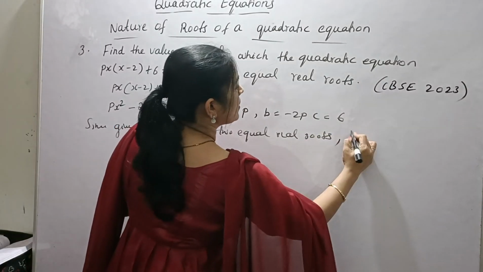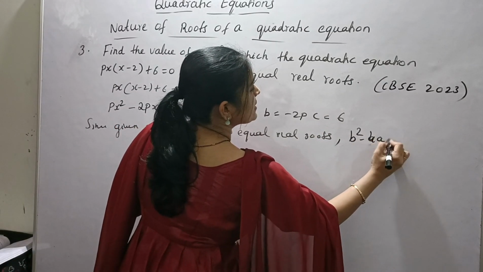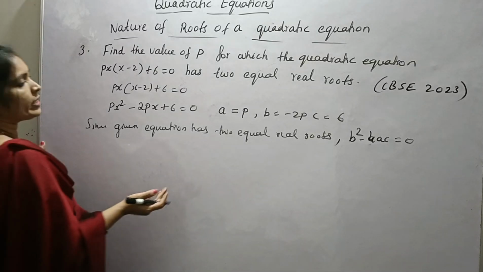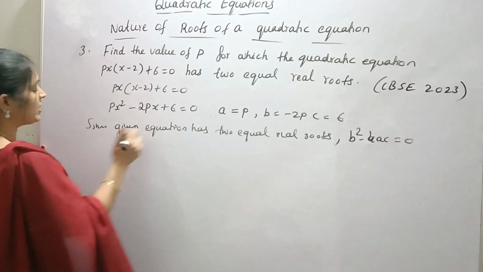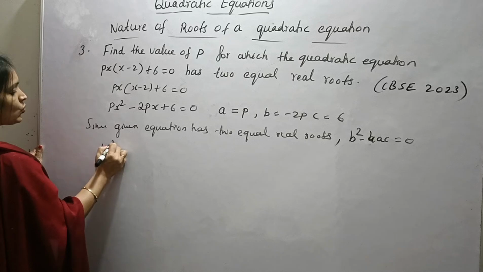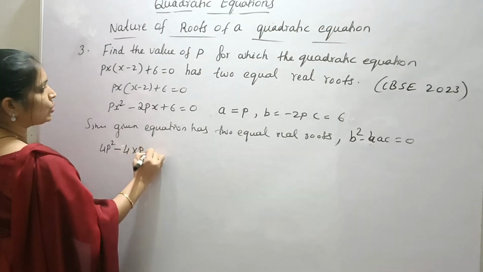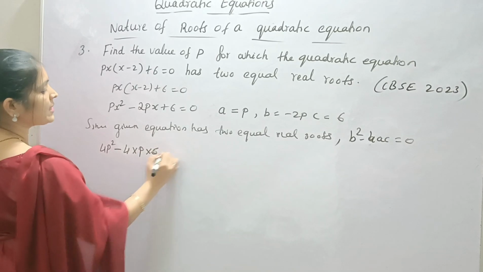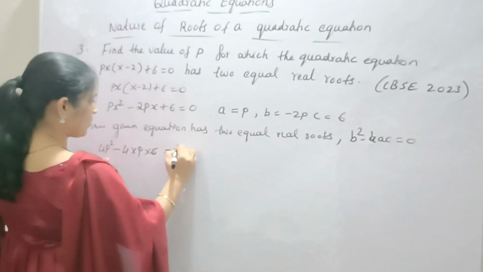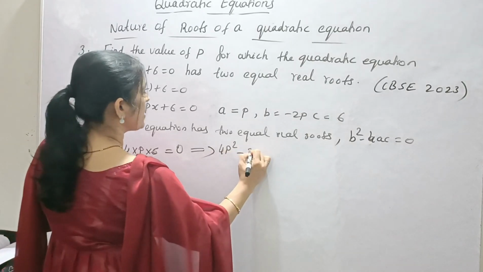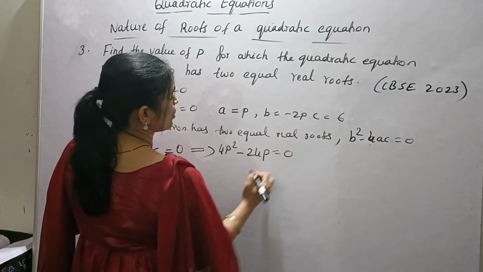Real roots, b square minus 4ac is equal to 0. Okay. Now, what is b square minus 4ac? b is minus 2p, b square is 4p square minus 4 into a into c. That is 6. Okay. So that is equal to 0. That implies 4p square minus 24p is equal to 0.